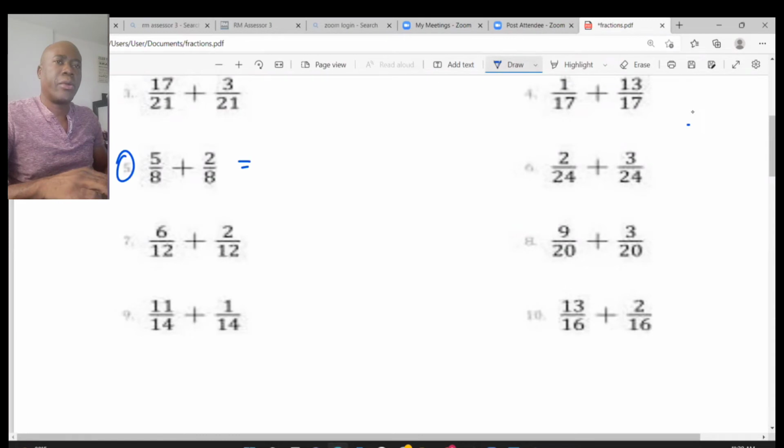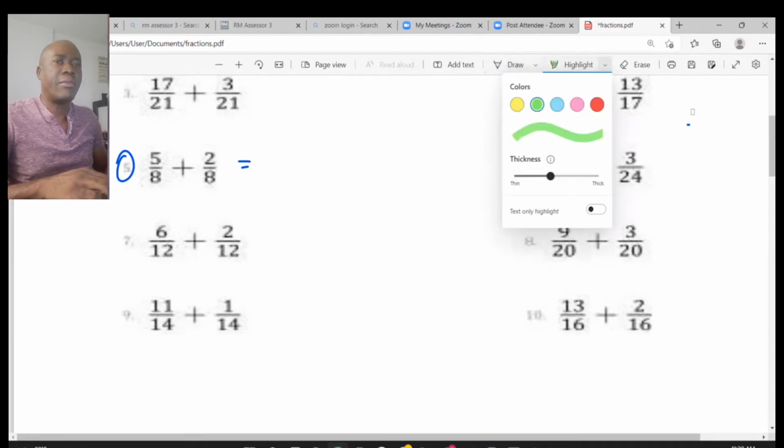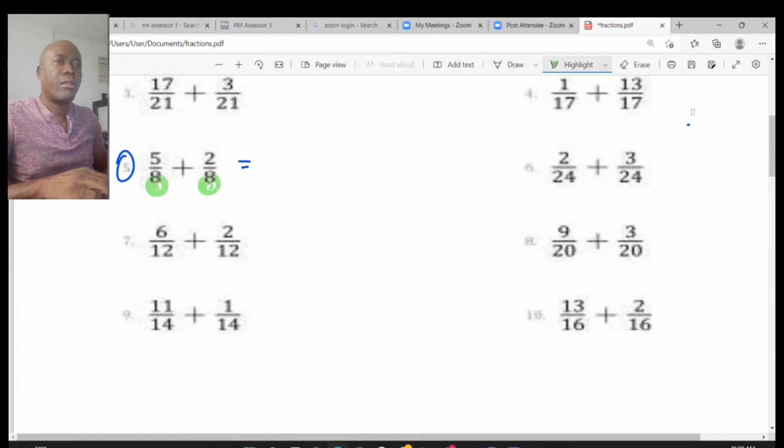Now, because we are dealing with the same denominator here, what we can do is simply work on the numerator. It's from the same whole, so we're going to have 8 as the denominator there, and then we're going to be adding the 5 plus the 2, and that's going to give us 7/8. All right, so that's for that.